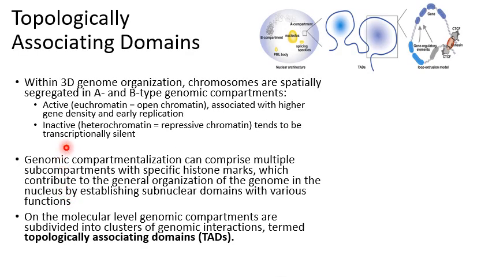And you have to know, within the 3D genome organization, the chromosomes themselves also are complex, are not linear structures. They have some compartments, which divide them into A and B type genomic compartments. But what I want to mention here is something called the topologically associated domains, or TADs. And that happens on the molecular level. The genomic compartments are subdivided into clusters of genomic interactions.